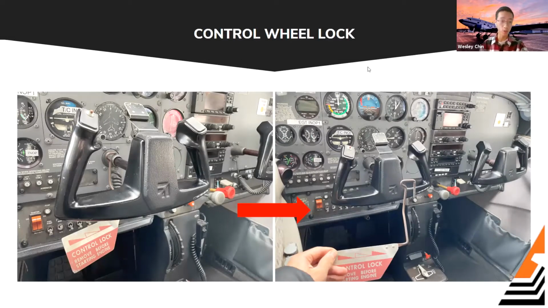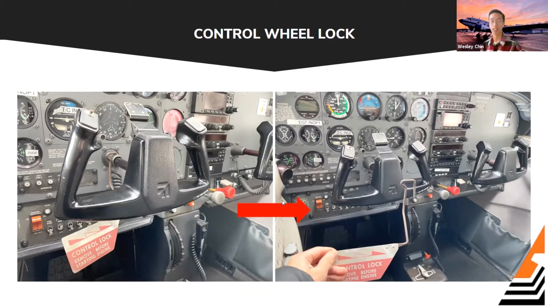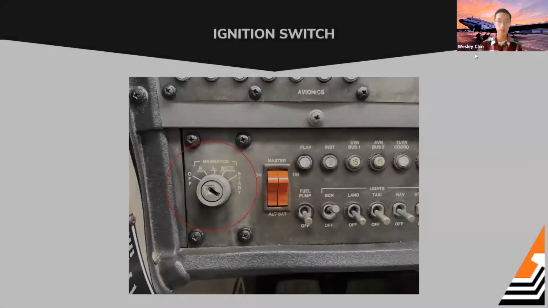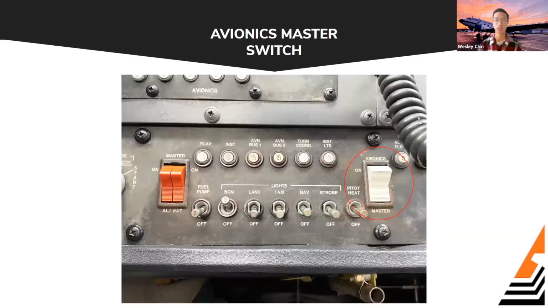So that control wheel lock, which hopefully is in place from the previous lesson or renter, you want to make sure you're taking that out and placing it in the compartment in the side over here, so that it's going to allow you to basically be able to check your flight control surfaces when you are doing that exterior inspection. Next, you want to make sure your ignition switch is off and that your avionics master switch is off.